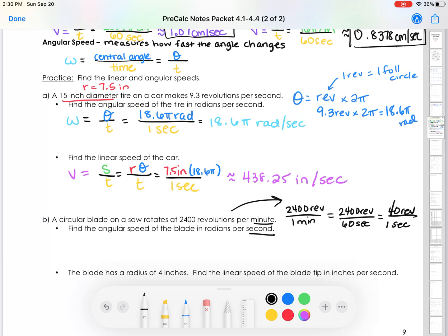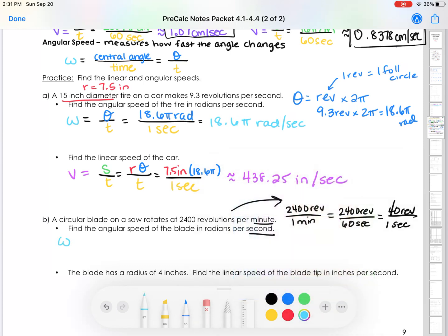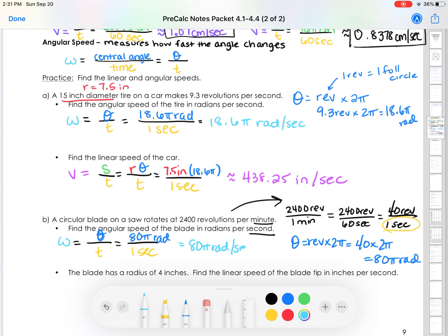Now what we want to do is find our angular speed. Our angular speed, omega, is equal to the angle, theta, divided by time. So we need to calculate the angle. Remember, the angle is going to be revolutions times 2 pi. So our revolutions were 40 times 2 pi. That means our angle is 80 pi radians. What is the time that takes? That is 1 second. So when I make that division, I get 80 pi radians per second.